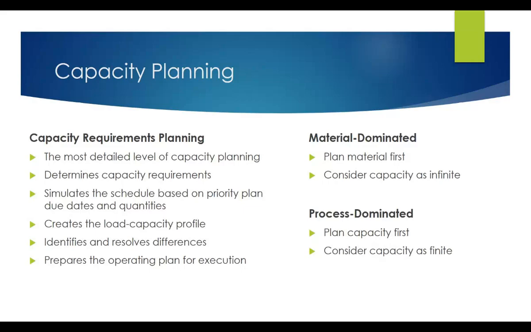It has the biggest impact on day-to-day execution of the master production schedule, and it has the most detail of any of the capacity plans. A CRP program can simulate the planning schedule, go in, make the modifications in a simulated work environment, and create a load versus capacity comparison. A planner can identify conflicts, work to resolve them, and then go ahead and push that out into the live system. It's at this point where the operating plan is prepared for execution.